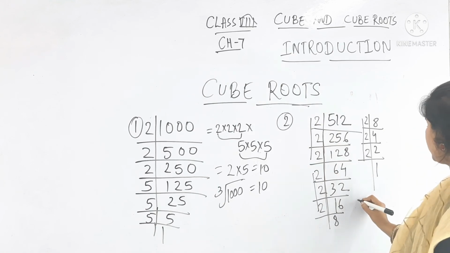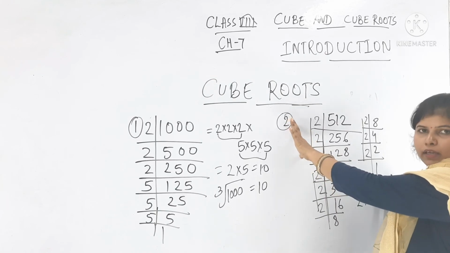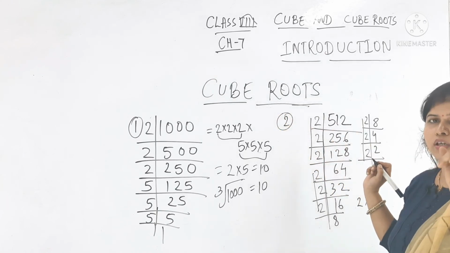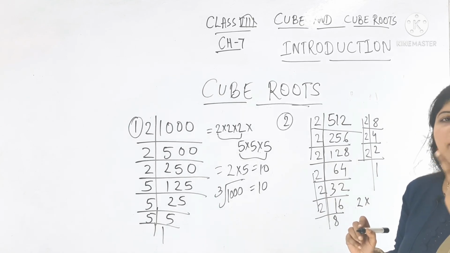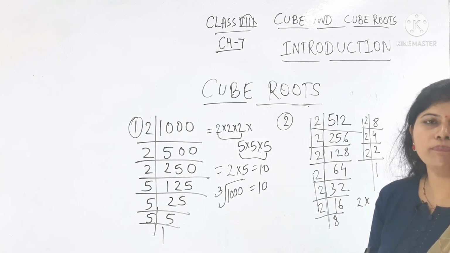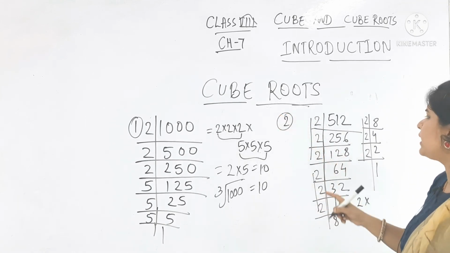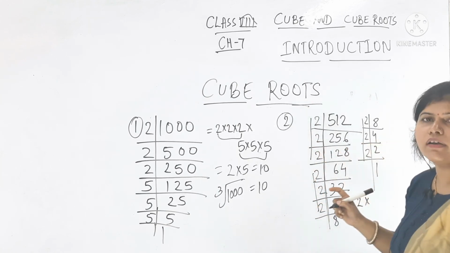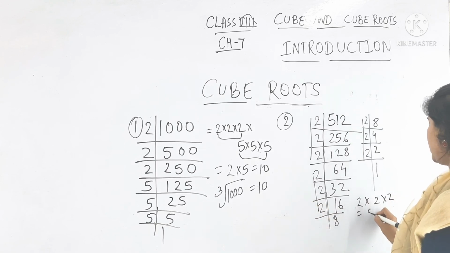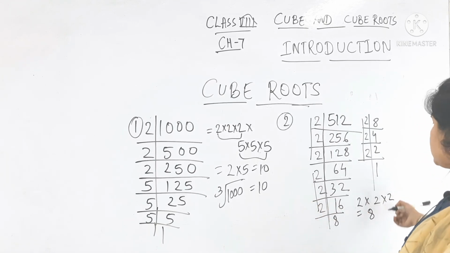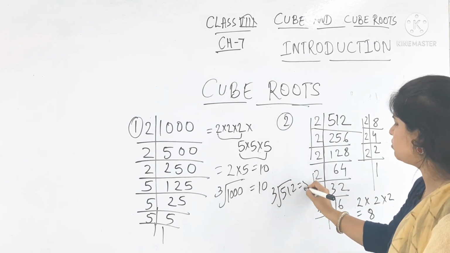So what will it be? I will write only one 2 for each triplet for the cube. For the square, you should remember that we had a pair of 2s, and for the pair we wrote only one 2. But here for the cube roots, cube means 3 times, so for 3 times I will write only one 2. So 2 into 2 into 2 is 8. So the cube root of 512 is equal to 8.